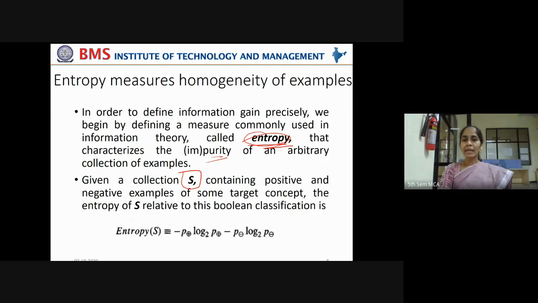Okay, now given a collection of training examples S containing positive and negative examples of some target concept, the entropy of S relative to this Boolean classification is calculated as minus P plus log 2 P plus, minus P minus log 2 P minus. Very simple. Don't get scared seeing this log terminology and all. If I give you an example, you will feel it is very simple. Say there are some training examples like this.